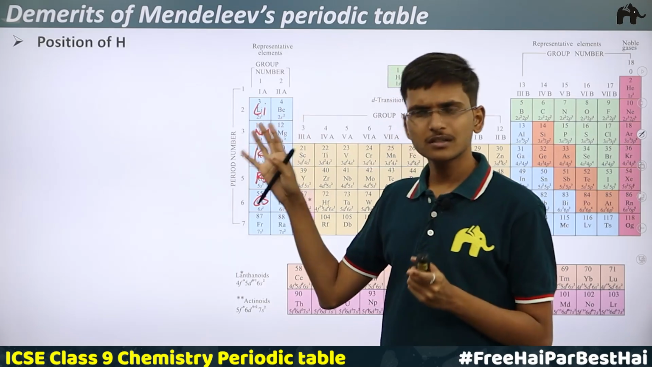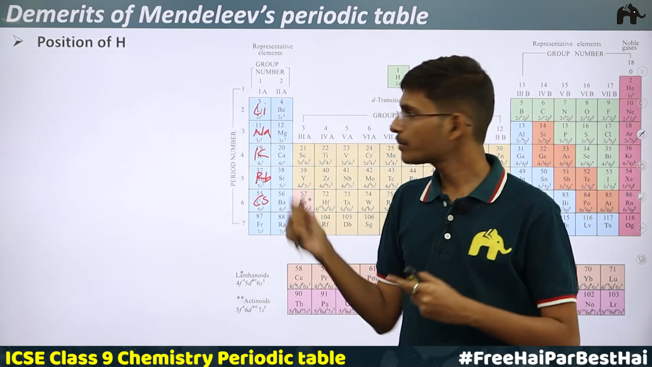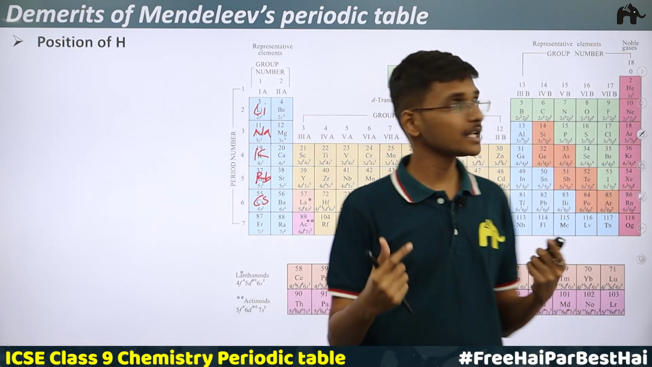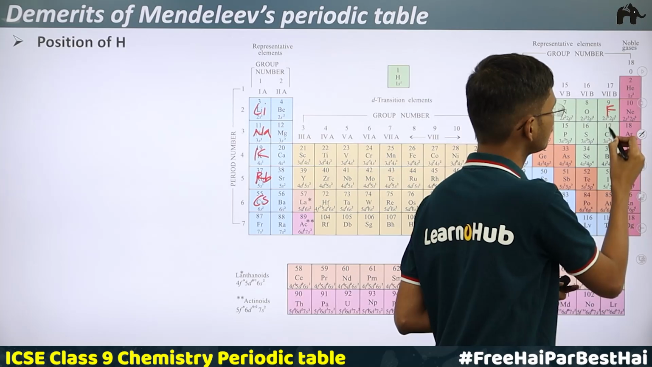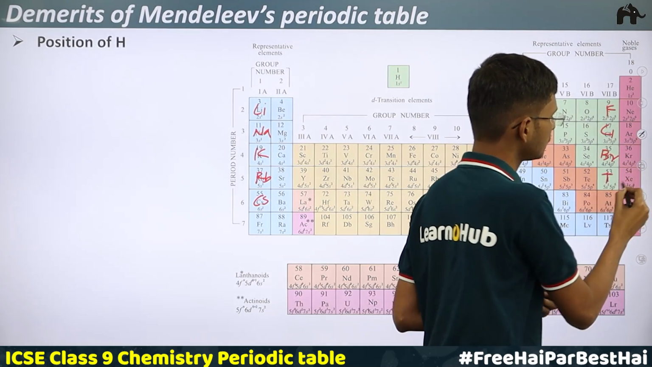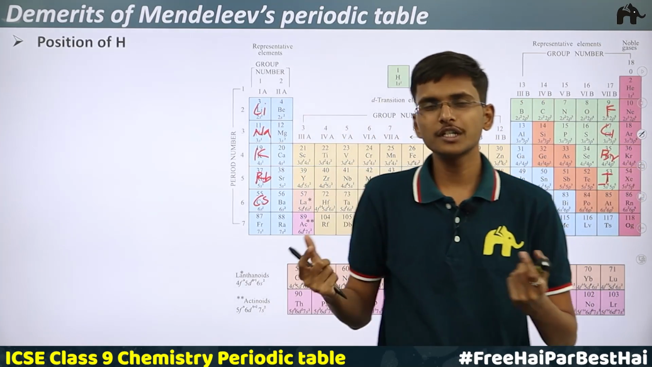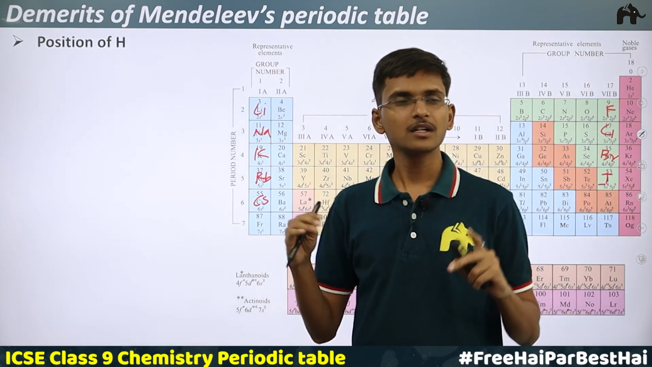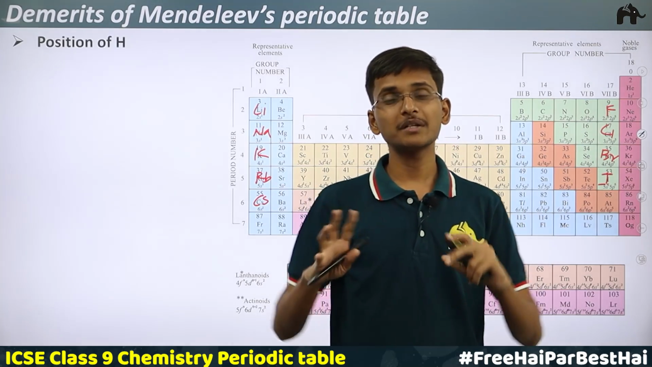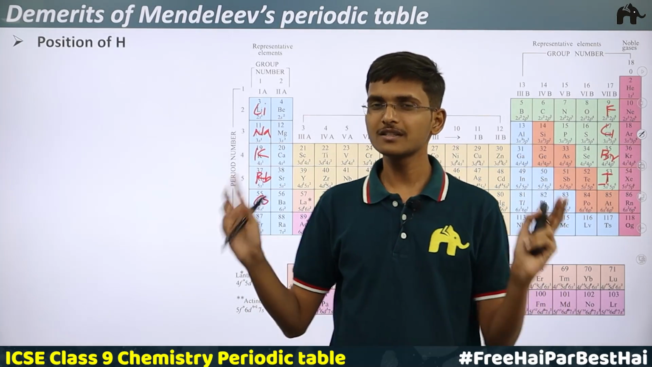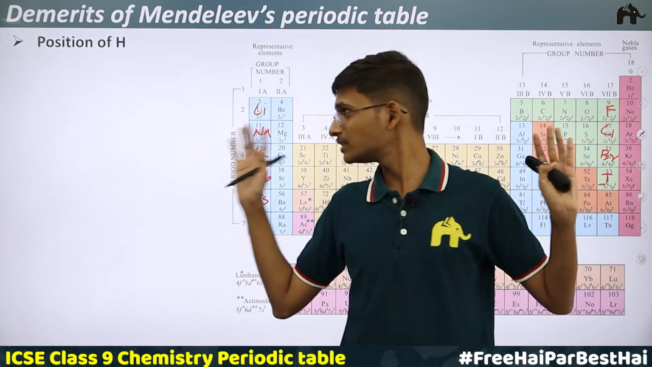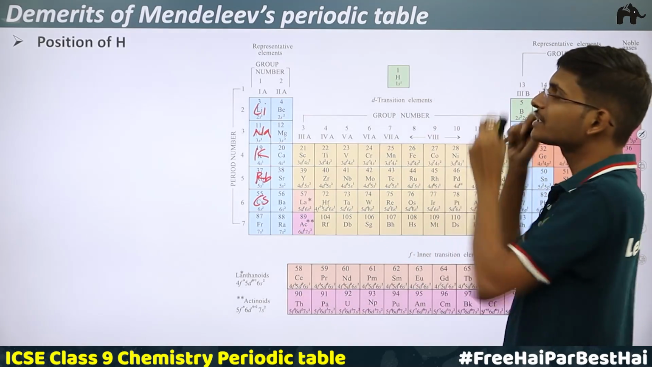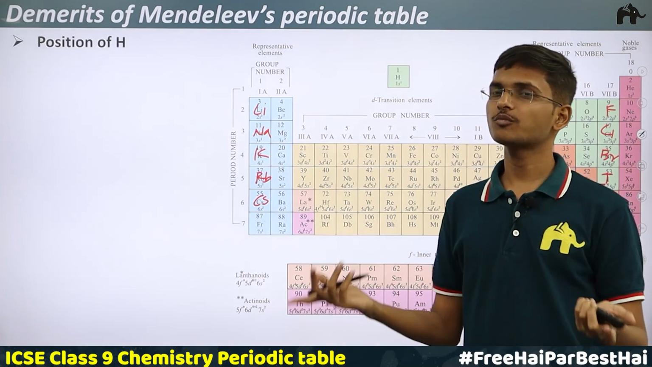Since hydrogen has properties similar to the first group, lithium, sodium, potassium, rubidium, cesium, as well as properties similar to this group, fluorine, chlorine, bromine, iodine, Mendeleev couldn't give hydrogen a specific position, neither towards the alkali metals nor towards the halogens. But in the modern periodic table, since hydrogen has properties resembling both types of elements, it is given a special position, in the center of the periodic table. So that problem got solved.